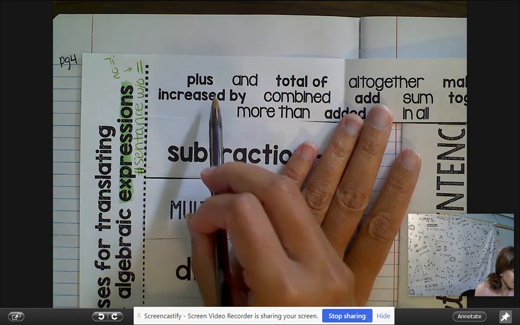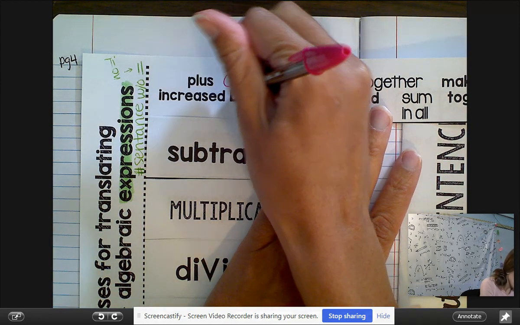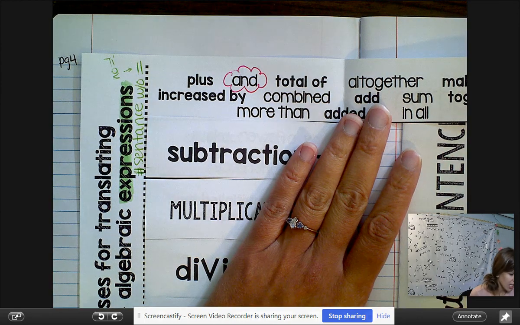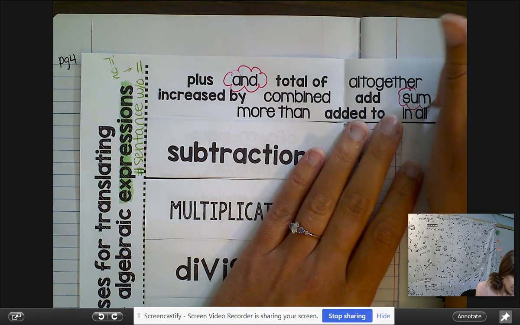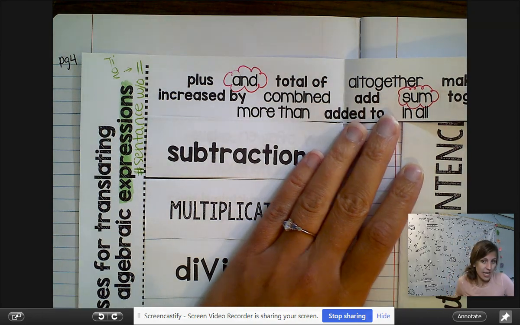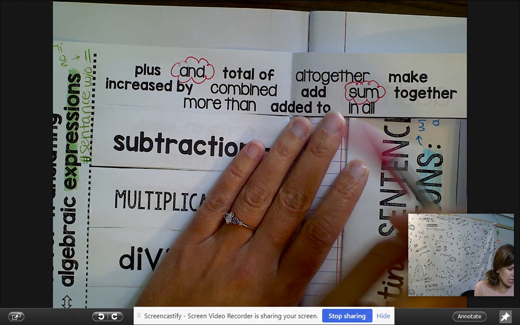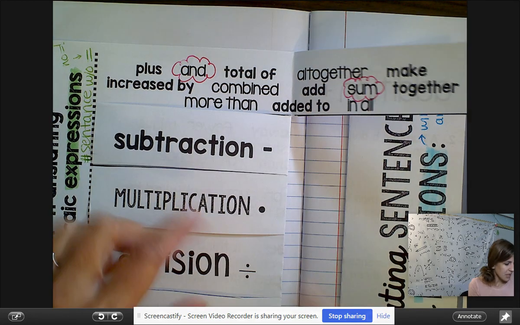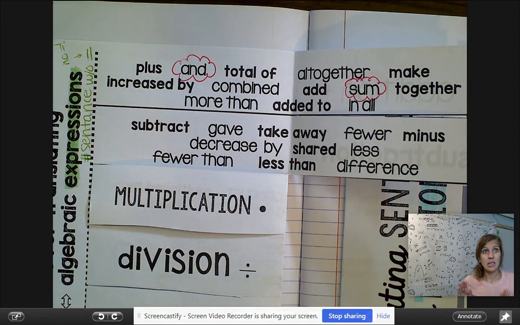Now, plus is a really obvious one, but and is a super good one that I love to use. And is such a good addition word. Add, sum is another really good one. I feel like sometimes sum gets confused between addition and multiplication, but sum is a really good one. But I feel like a lot of these other ones are pretty obvious. Now, when we're talking subtraction it can get a little tricky because subtraction is not commutative. I have to subtract in the order that I mean.